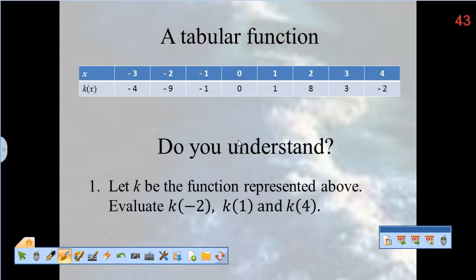All right, this last video, this first part is pretty self-explanatory, where you have a table and you're just getting some answers from it. It says let k be the function represented above, and it just gives you the table. It does not give you a function to substitute into. It asks you to evaluate k at -2. Well, when x is -2, the answer is -9. K at -2 is -9. K at 1 is 1, and k at 4 is -2. Straight from the table.